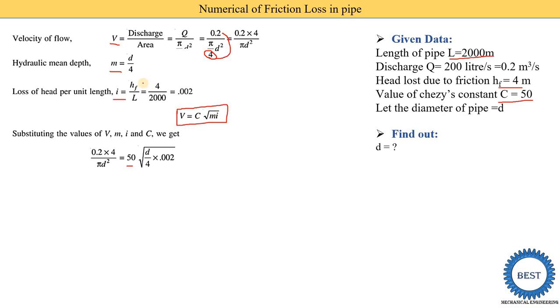Under root of M. Instead of M, we substitute the value d by 4, into I. I is 0.002. So further we simplify this equation and we are able to find out the d.